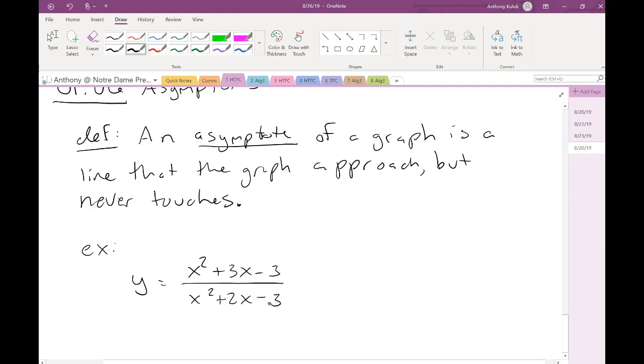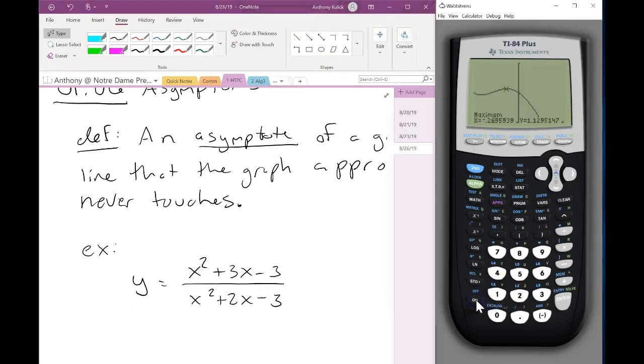So let's say we want to look at the graph of (x squared plus 3x minus 3) over (x squared plus 2x minus 3). I'm going to use my calculator to generate this graph. So I'll go to the y equals menu. And I think the easiest way to type something like this in is to use the fraction command.